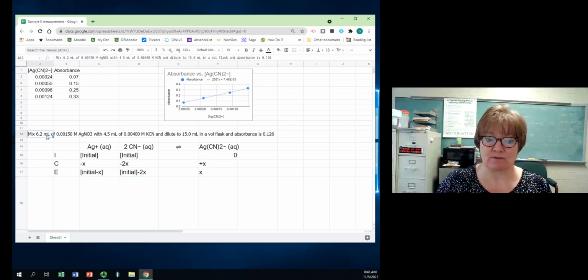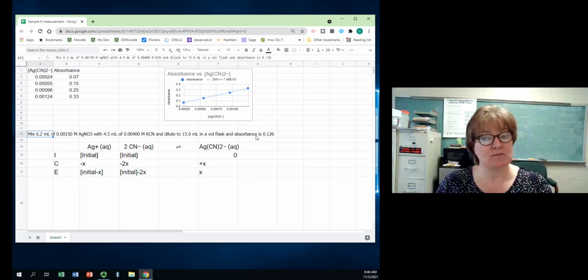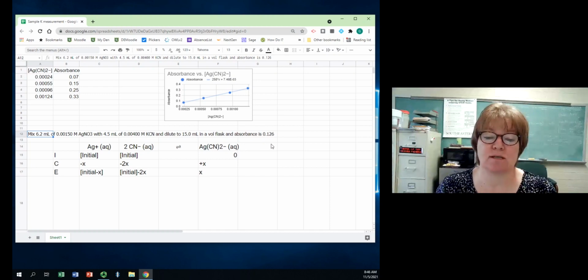Now, this is my second part reaction. I'm going to mix 6.2 milliliters of this silver nitrate solution with 4.5 milliliters of 0.004 potassium cyanide solution, dilute it to 15 milliliters in a volumetric flask, and then I take an absorbance, and the absorbance is 0.126. So what do I do with all that? First I want to build a nice table like you would in class.